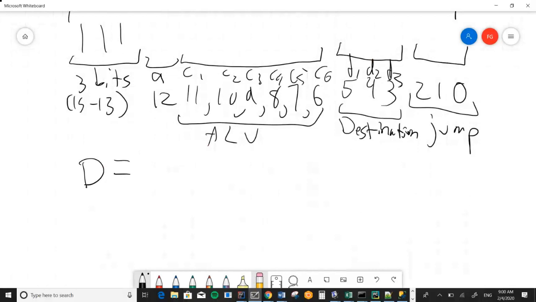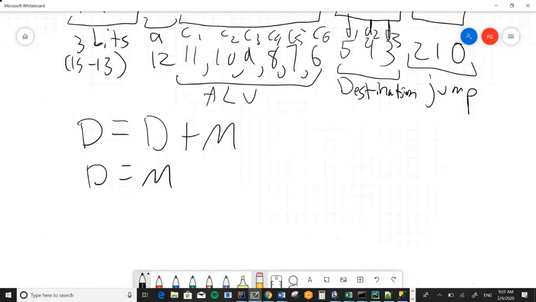For example, let's say I want the value in my data register to be the sum of itself and a value in RAM. I can say D equals D plus M. Now let's say I just want the value from RAM. Well, I can say D equals M. What if I want to increment D? I can say D equals D plus 1. Now, you might be wondering, what's the scope of possible expressions on the right-hand side? And the answer is precisely the operations supported by the ALU that you constructed.